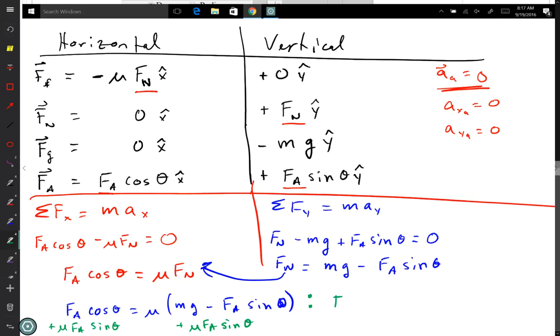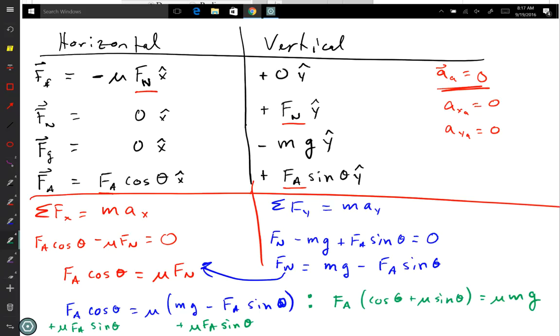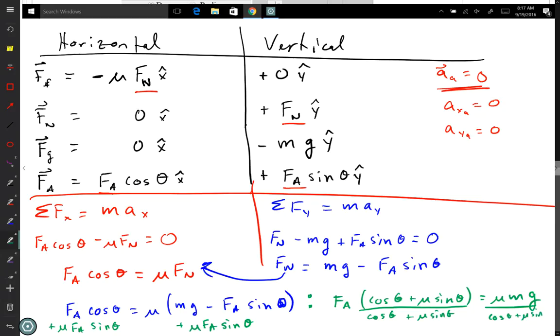And so this gives me, if I factor out the Fa, I have that equation, which for the final step, you divide both sides by cosine theta plus mu sine theta. Now, I guess if I'm going to do part B, it probably would behoove me to actually find a number for this because, well, let's find a number.